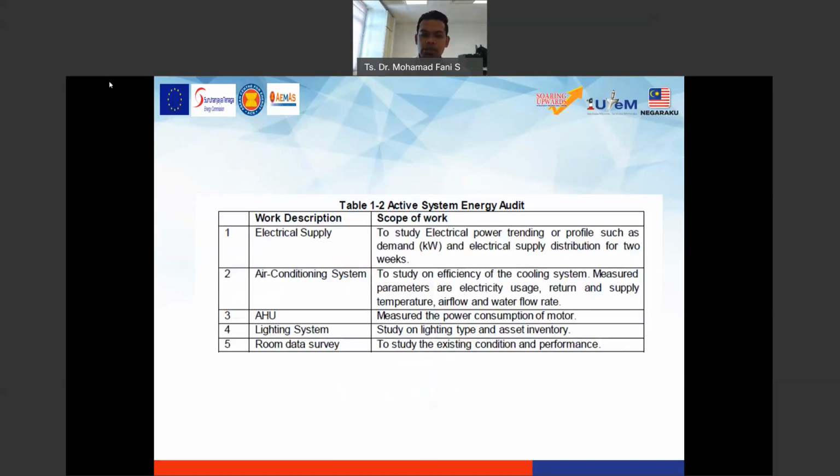For the active system energy audits, for example, we verify inside the building. That's the active system, for example, electrical supply and air conditioning system. Under the cooling system, there is the AHU, air handling unit, lighting system, and room data survey. All those things represent the energy audit for the active system. So we explain a little bit the scope of work here with the work description. After that, come up with the scope of work, to study this kind of system. So to study electrical power trending, this one is the work description and scope of work.